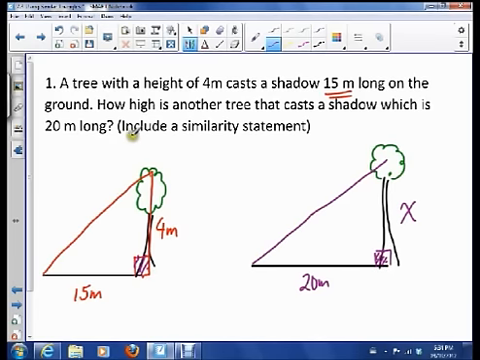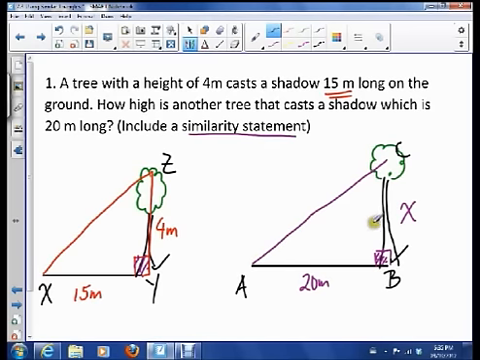Now it says include a similarity statement. That means in order to even think about doing that, we're going to have to name these triangles. So let's name them X, Y, and Z. And let's name this one A, B, C. All right. So we've got one angle that we know, we've got a pair of sides that we know, and we don't know another pair of sides.